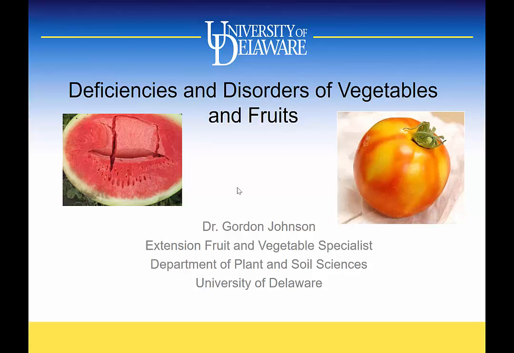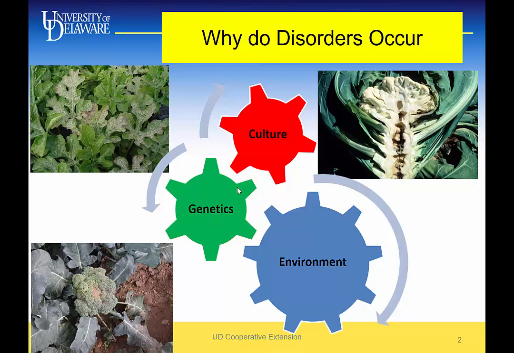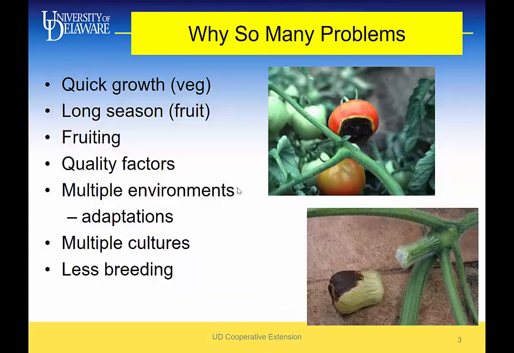All right, this is a humongous topic, so let's see what we can cover. Why do we get these problems? Well, it's a confluence of the cultural practices you're using. It could be your fertility program, it could be drainage, the genetics of the crop, and then the environment has a big role to play.